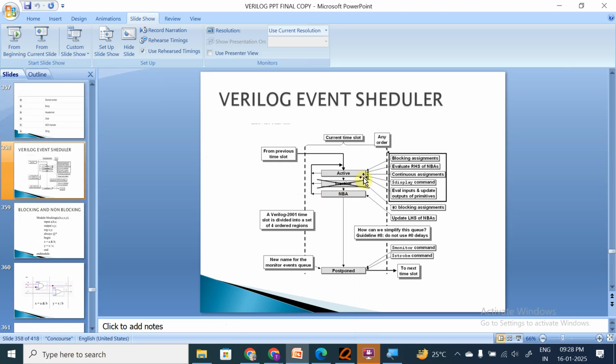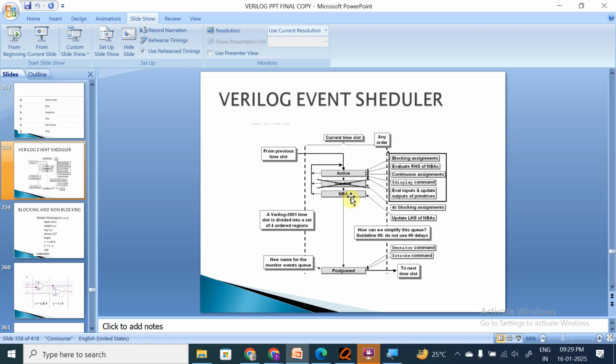So where is the $display statement present? Here in the active region. Okay, so in the active region, the $display statement is present. But what about the NBA non-blocking assignment? When the assignment is happening, it is happening in the NBA region. So by the time the compiler reaches the NBA region, the $display statement has already been executed. That is, the $display statement is printing the previous values of the variables, right?